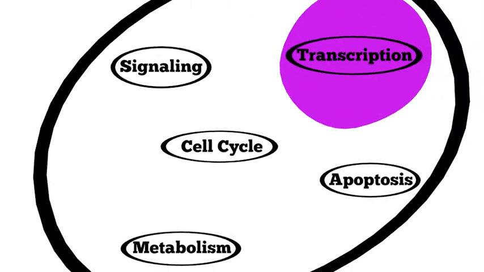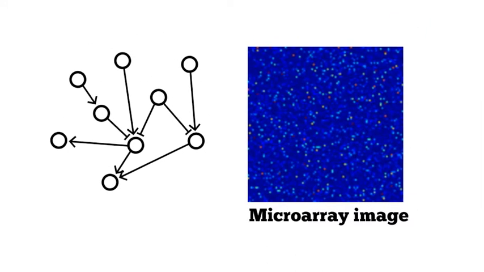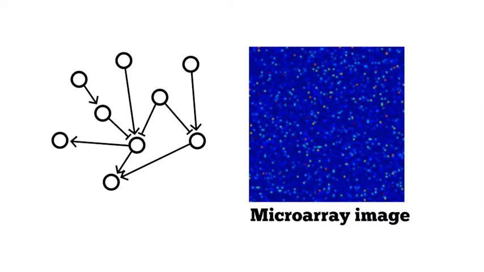Likewise, all the different processes in a cell also talk to each other. So when one process is disrupted, it may affect other related processes as well. In order to understand cancer, our goal is to understand the specific changes in the cell that give rise to disease. Using a current technology called microarrays, we can measure the activity of many genes at once.